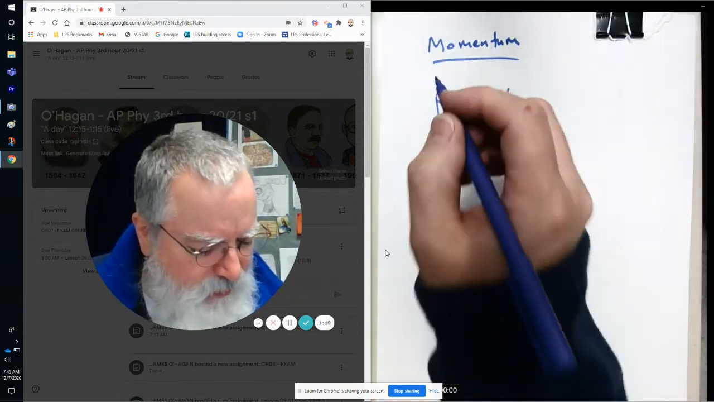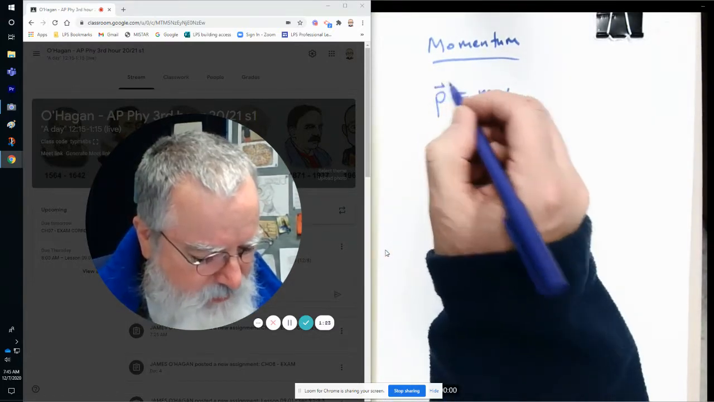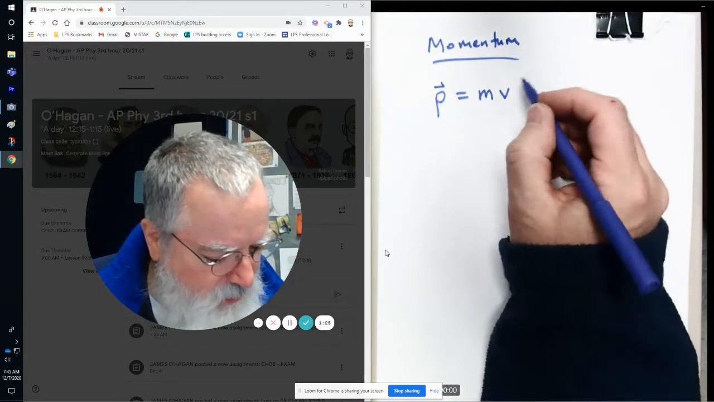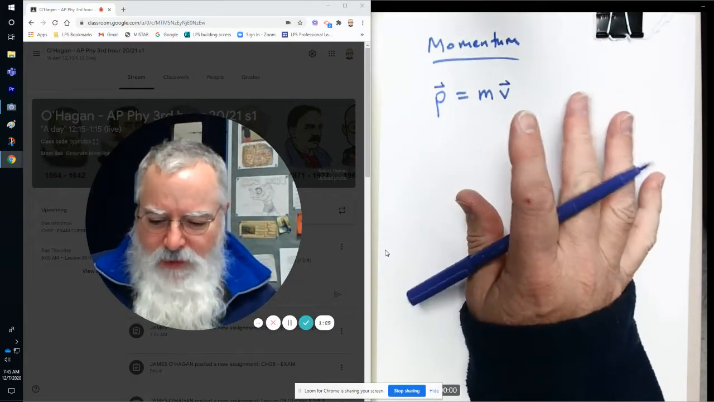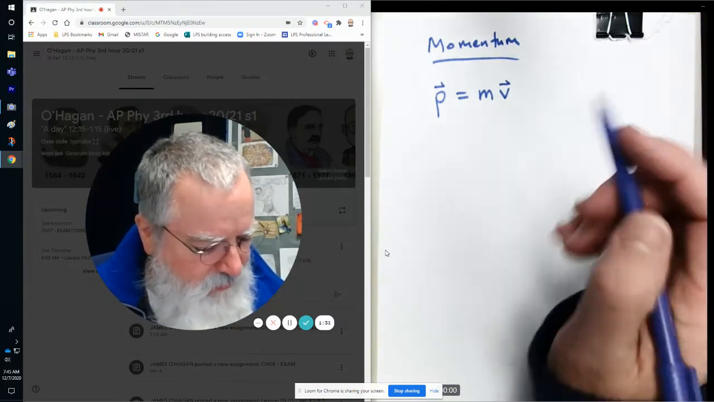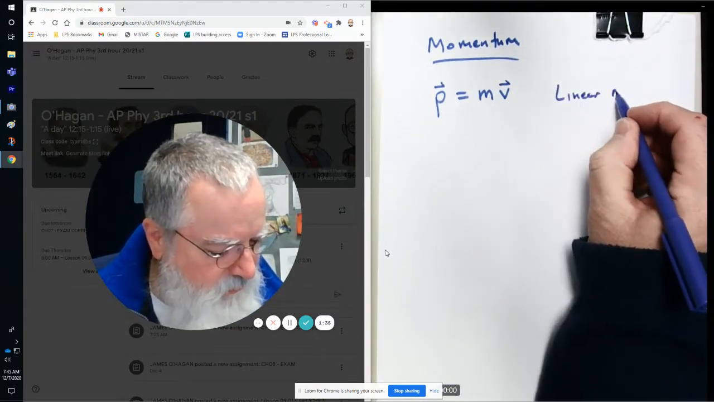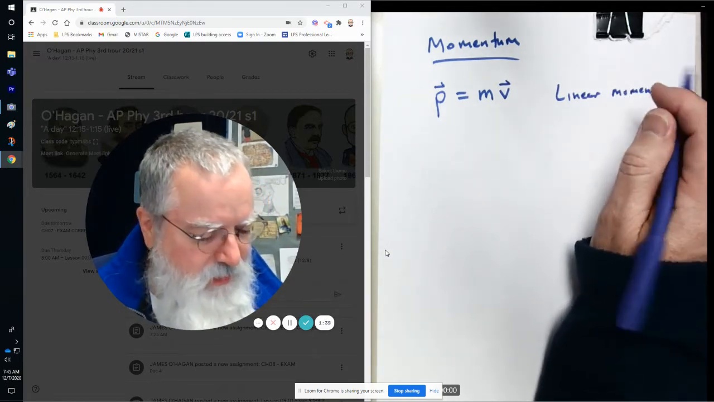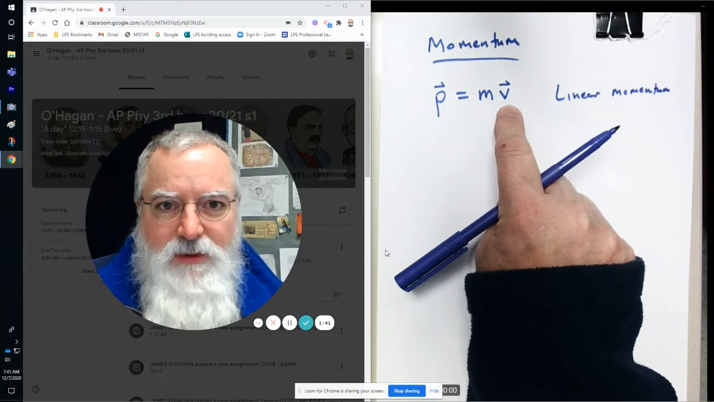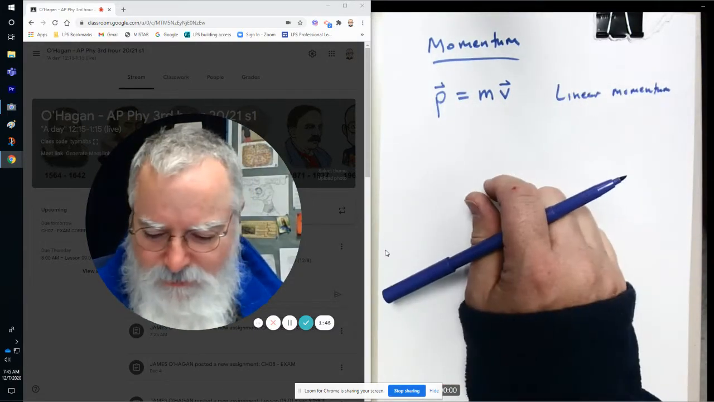Anyway, momentum is a vector quantity. There's direction to it. So the direction of the momentum is always the direction the object's moving. All right, so that's it. Momentum, nice, easier thing. This is what's called linear momentum, because velocity is a linear velocity. At some point, we're going to get to angular momentum. That's a whole other fun thing.